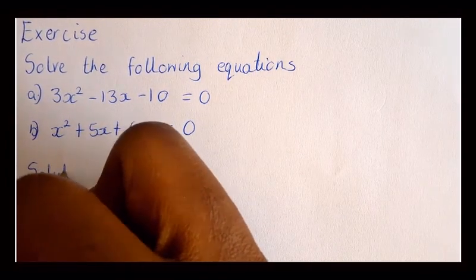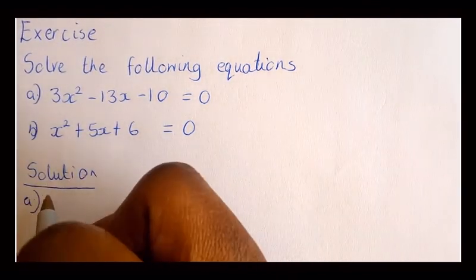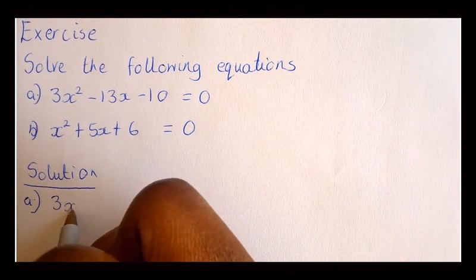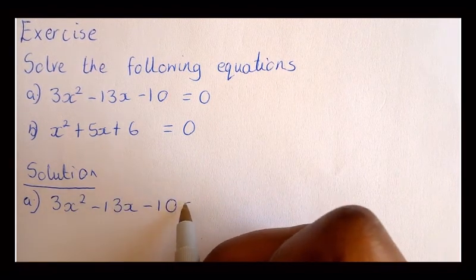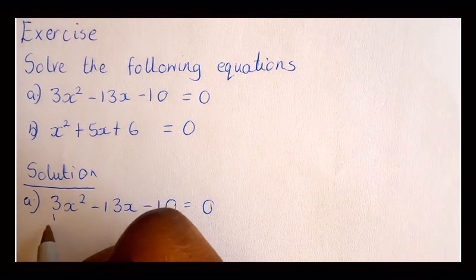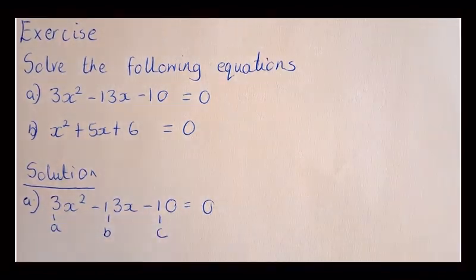Solution. We'll start with part A. Our question was solve the equation 3x squared minus 13x minus 10 is equal to 0. And we say this will be our a, this will be our b, and this is our c.